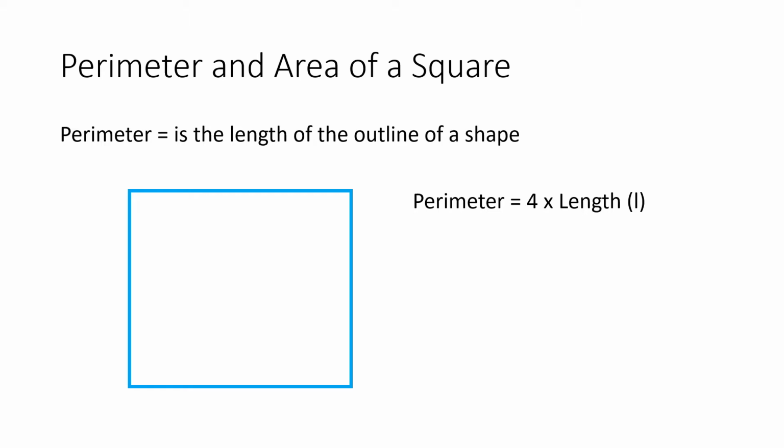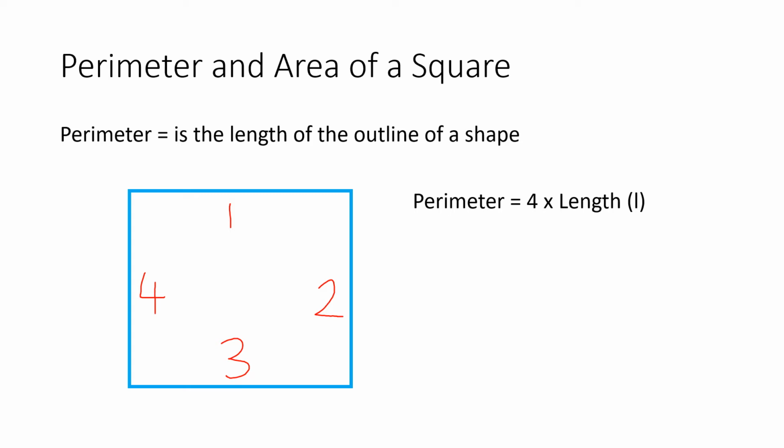So a square has four equal sides, right? So we have one, 2, 3, 4. We have four equal sides, right? So that means that the length of each side is equal. Okay, now how do we find the perimeter? So the perimeter is the total distance of each of the sides, right?